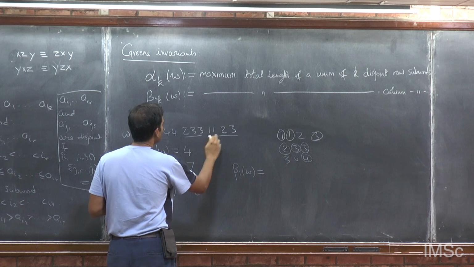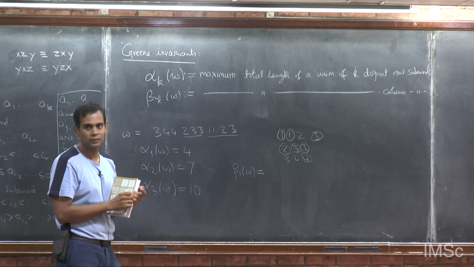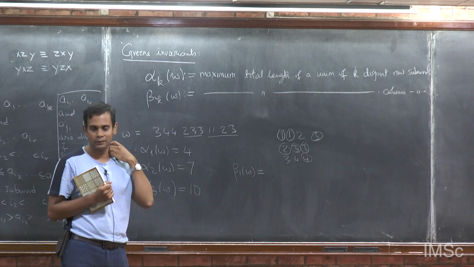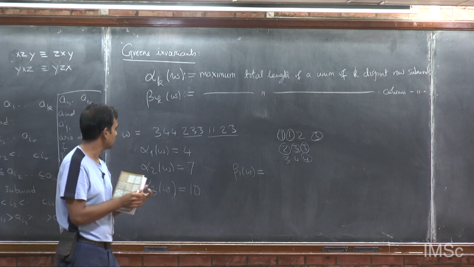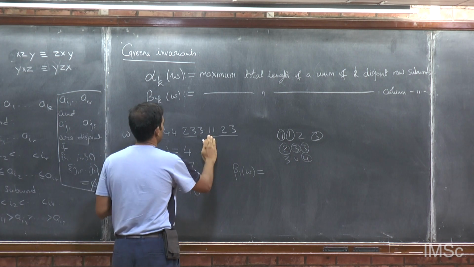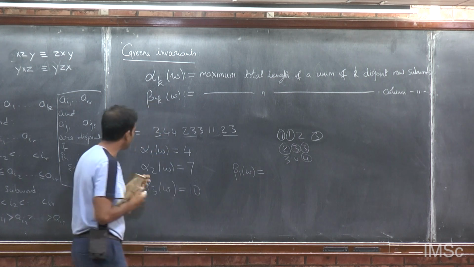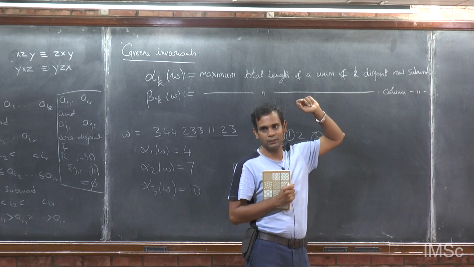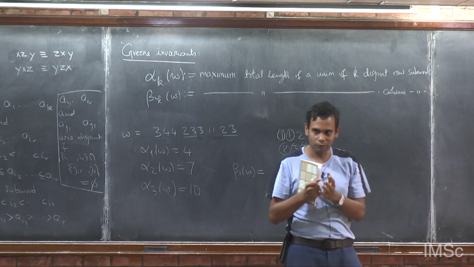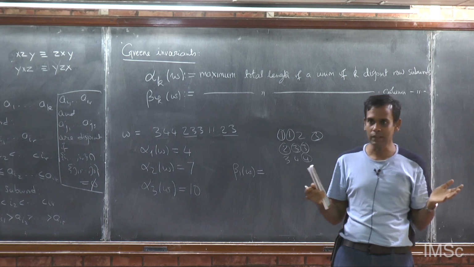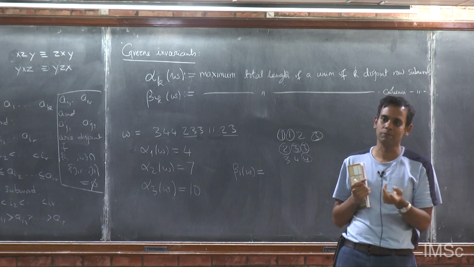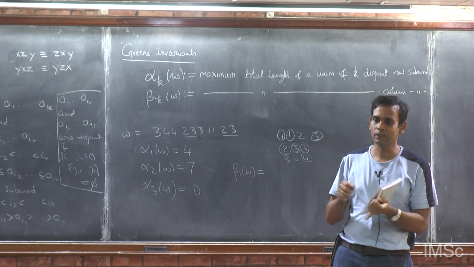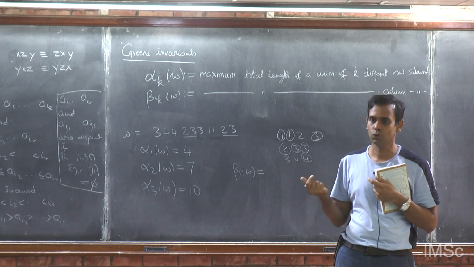But how is 2, 3, 1, 1, 2, 3 a row subword? Yes, but then 2, 3, 1, 1, 2, 3 is not a row subword. No, 2, 3 only is a 2-letter subword. Alpha 2 means at most 2 disjoint subwords. Alpha 1 is the length of the longest row subword; alpha 2 means I take 2 row subwords with the maximum total length. So I can take one of length 3 and one of length 4, so it's 7.